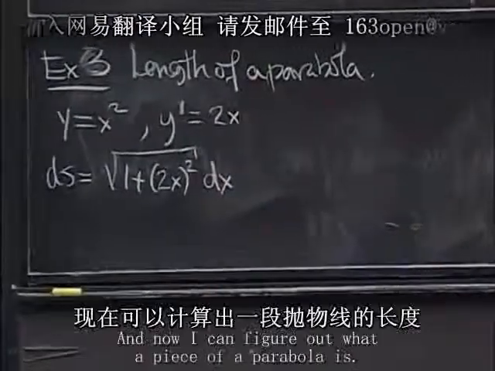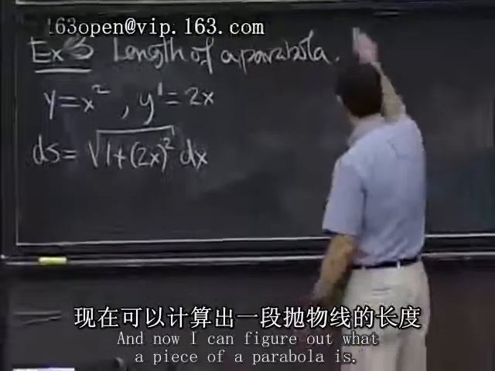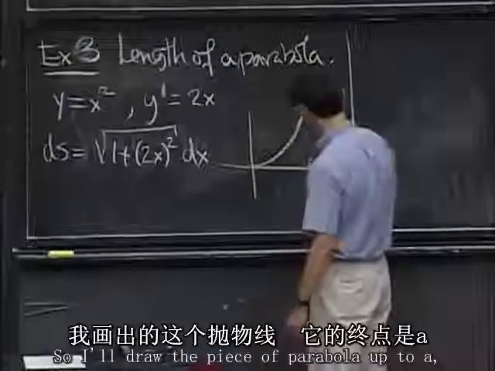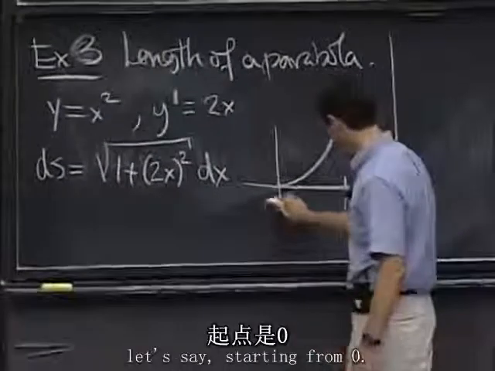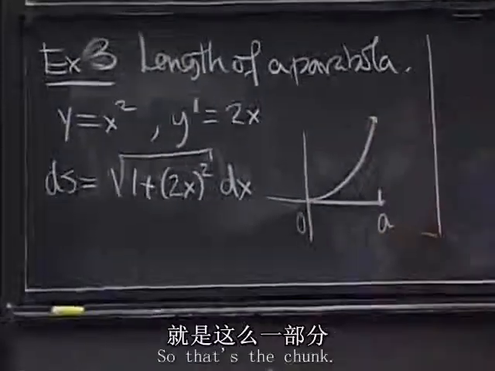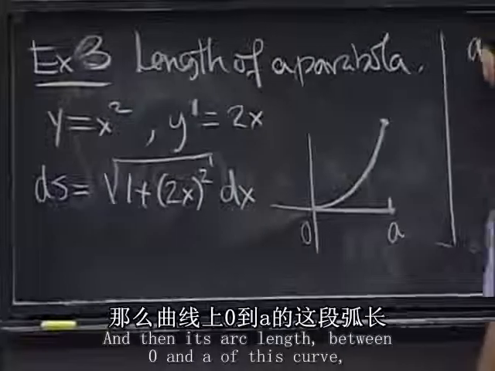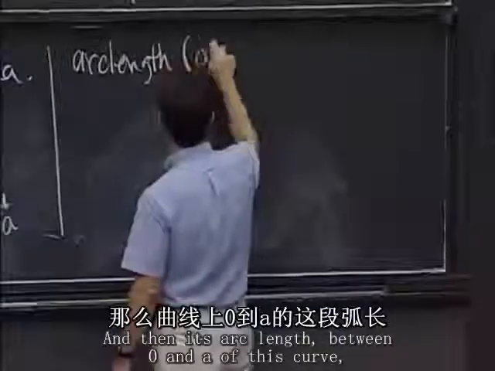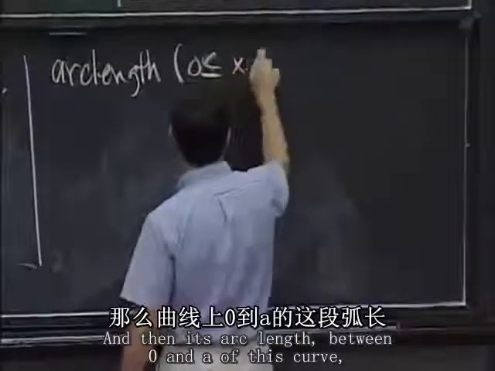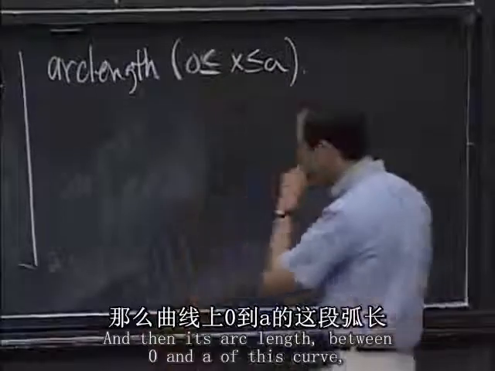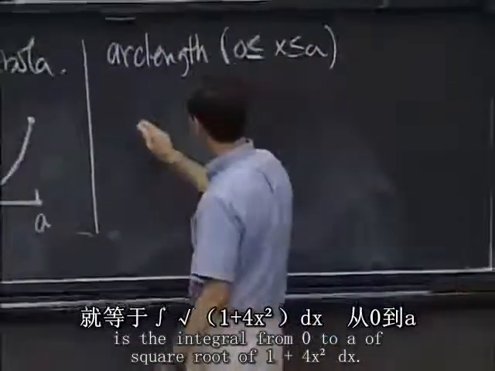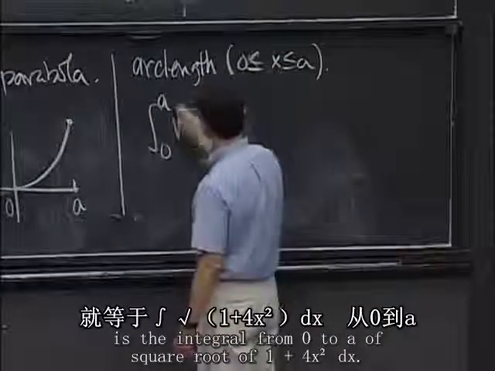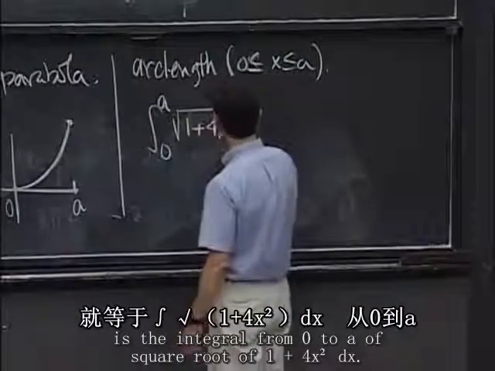And now I can figure out what a piece of a parabola is. So I'll draw the piece of parabola up to a, let's say, starting from 0. So that's the chunk. And then its arc length between 0 and a of this curve is the integral from 0 to a of square root of 1 plus 4x squared dx.